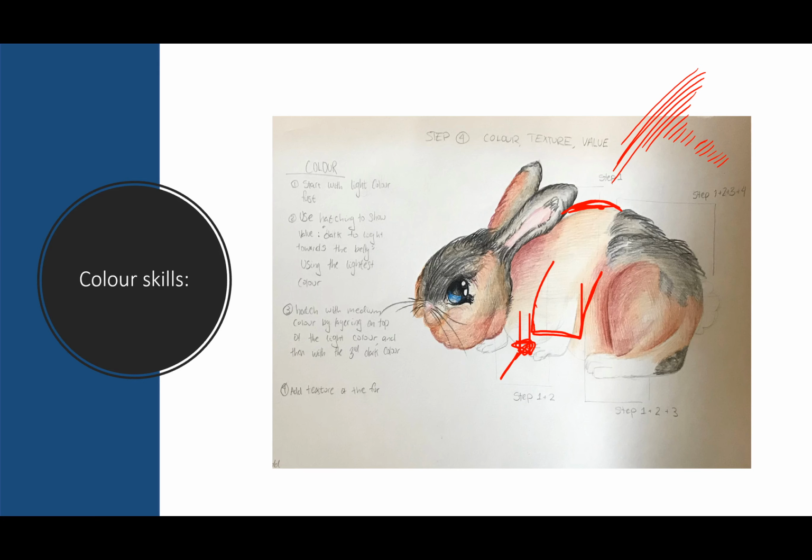The second step is to layer the chestnut color with the middle color, which for me was light brown. I only go halfway towards the belly. I have demonstrated it here. And then I go over top with the roan red, only halfway as far as I did with the light brown.